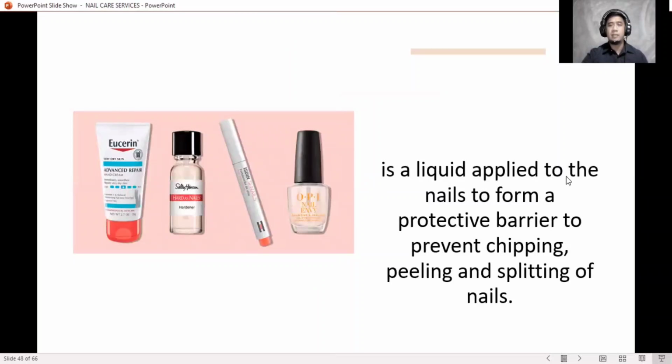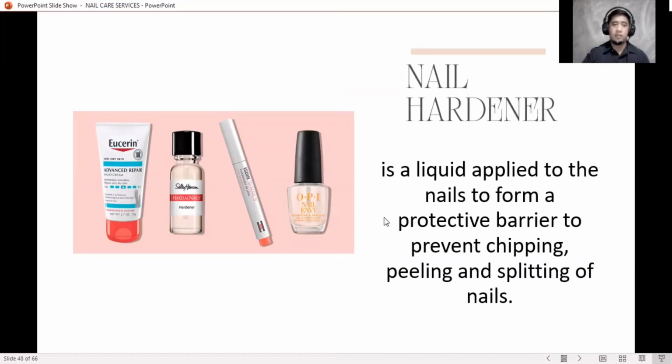Next is a liquid applied to the nails to form a protective barrier to prevent chipping, peeling, and splitting of nails para hindi masira yung mga kuko. Anong tawag po natin dyan? Nail hardener. Okay, so pinapatibay nito ang ating mga kuko. So we have these different kinds of nail hardener.